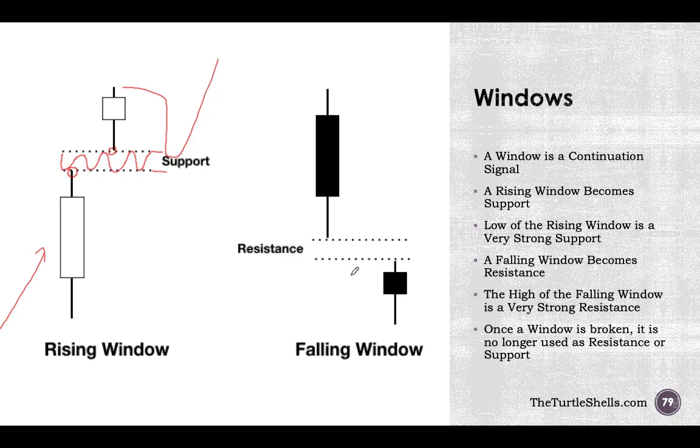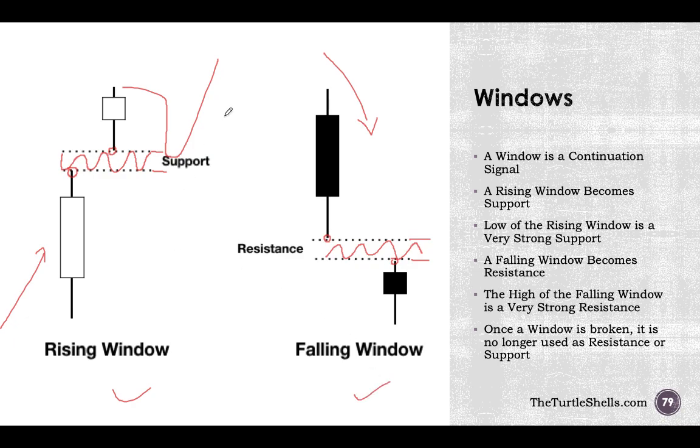The same is the case with a falling window, but in the reverse direction. The market is coming down from the low of this candle to the high of this candle, and you have this price vacuum. That's a window. In Western technicals, it is called a gap. This window becomes resistance. Now you have a lower line and an upper line of this resistance. The upper line is more powerful than the lower line. So that's the rising window and the falling window.